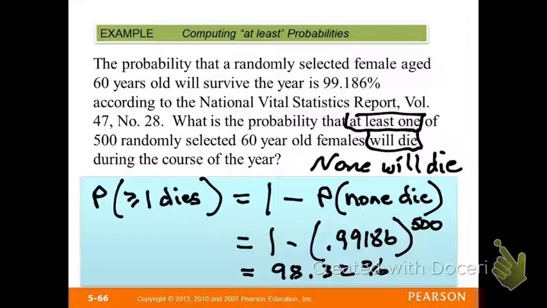So at least one, right? At least one, the complement of that is that none will die. And that's what you kind of have to do to figure this out, because it would be really complicated to find all the probabilities of 1 person dying, 2 persons dying, 3 persons dying, 4 persons dying, and then combining all of those probabilities. It's much easier to just say that the complement of at least one will die is that none will die. And then you can use the complement rule to get that.